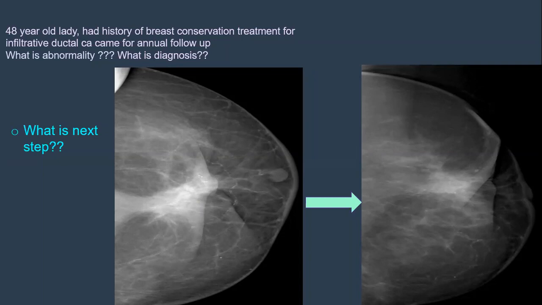You have to do a spot compression view to see if there is an underlying mass. Okay, there was no spot compression view. I have to do MRI.